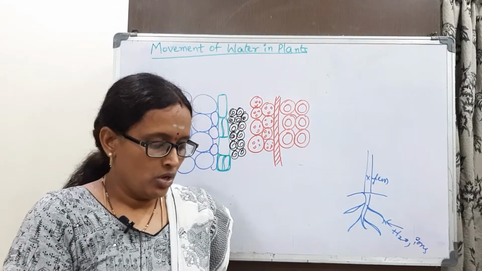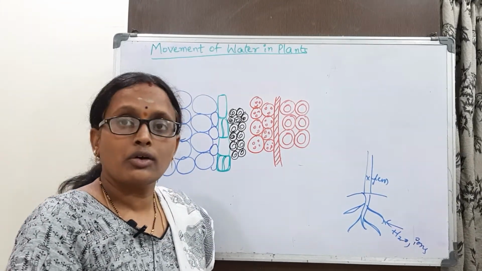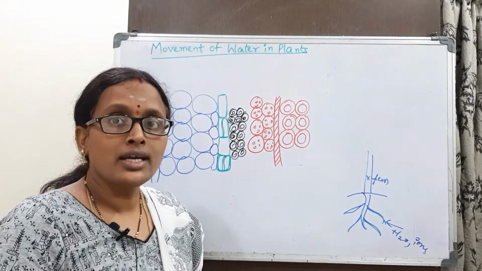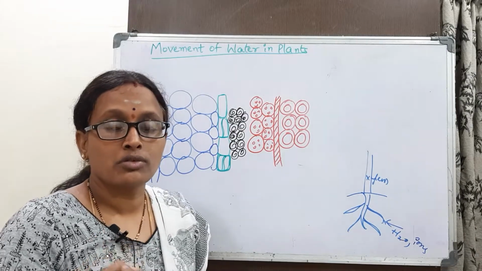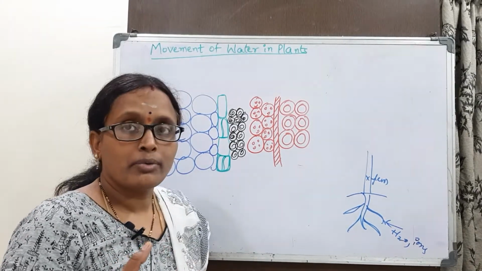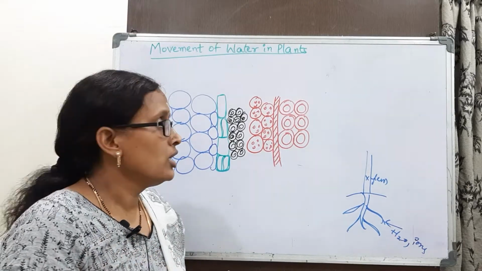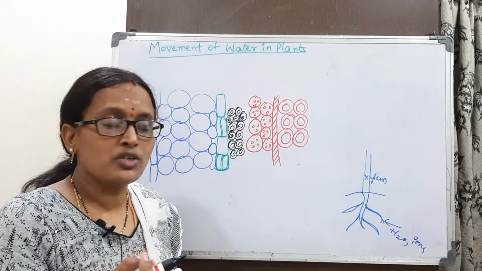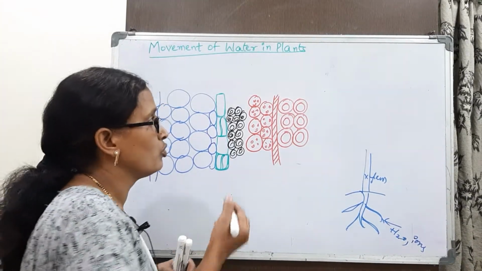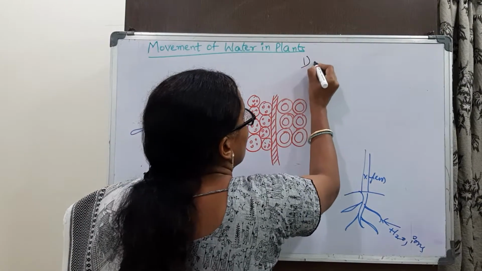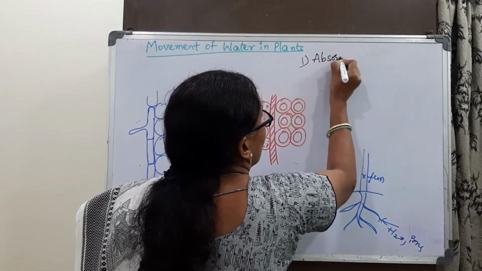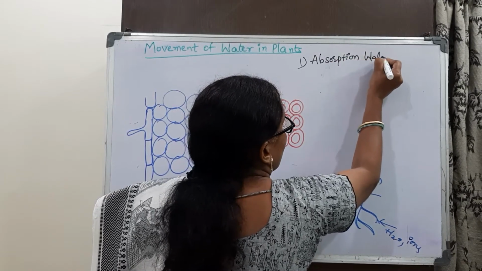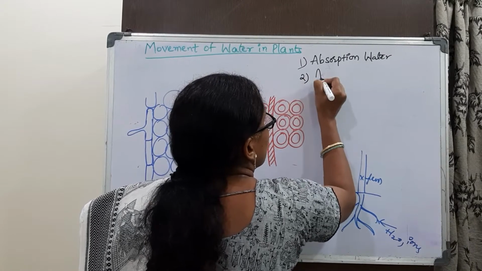Here, we know that the water absorption by the roots is by the osmosis method. They absorb water by the process of osmosis. So, water movement: there are two processes involved, one is absorption of water, and second is ascent of sap.